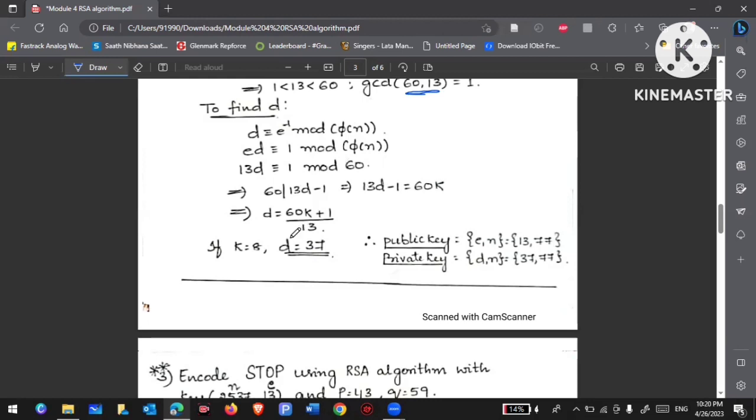Then after finding the D value, if they are asking for the public key and private key, write this part. If they are asking for the public key, E comma N. E value is 13, N is 77. If they are asking for the private key, D comma N. D value is 37, N value is 77.